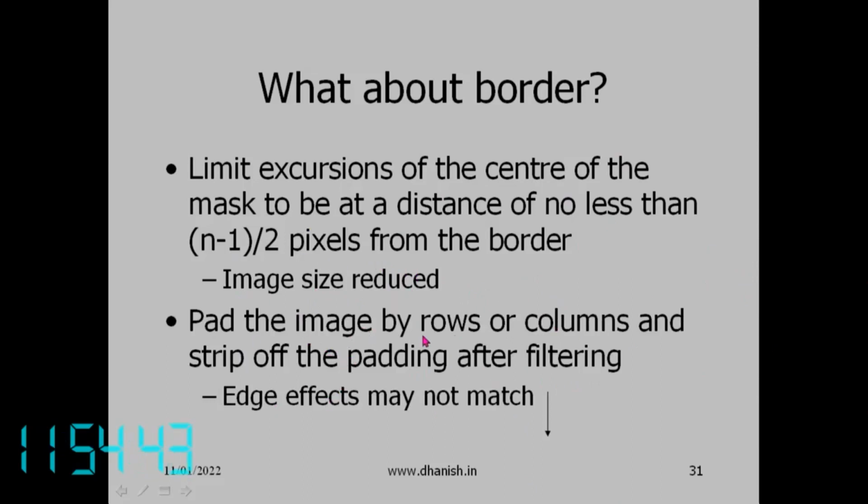Another way is you can pad the image with rows or columns and strip out the padding after filtering. This is done in some software. You first increase the image by adding some rows and columns, and afterwards you remove them. Otherwise the image size is reduced, and that is a problem. If the image is originally small, and you lose several rows and columns, then data is lost. So in such cases, you can first enhance it by padding and then carry out the filter or mask operation.